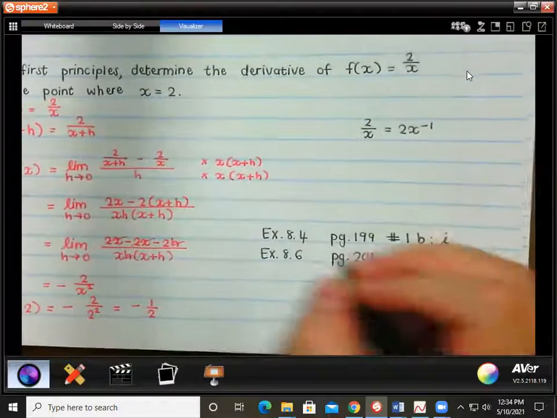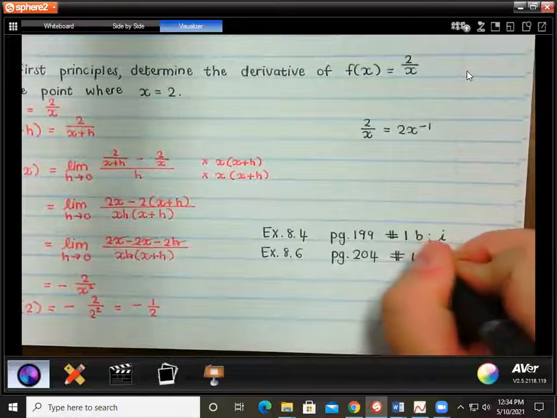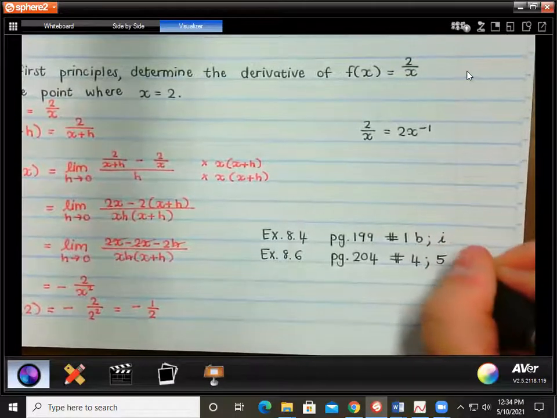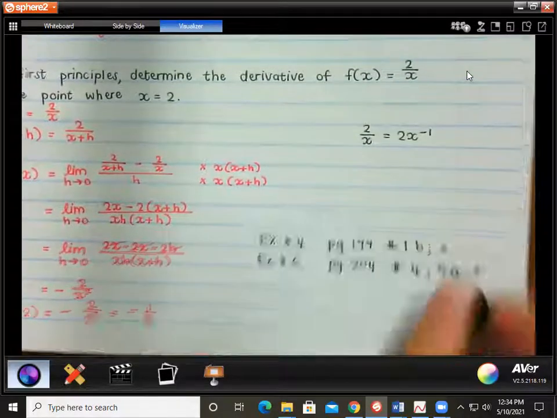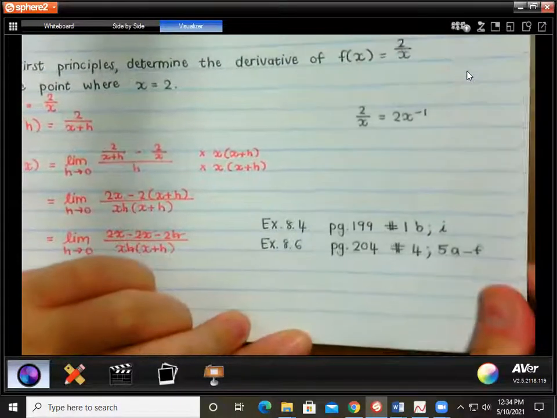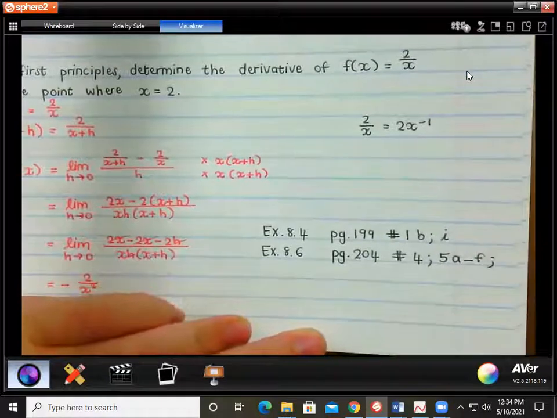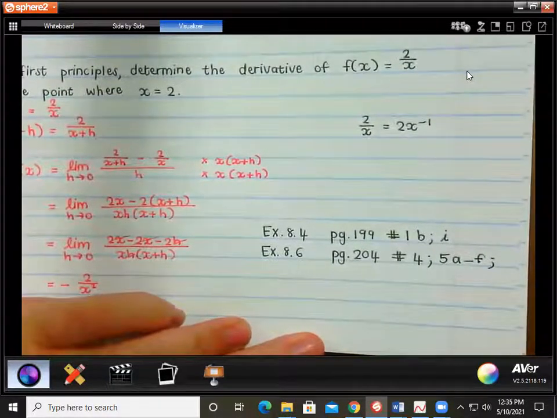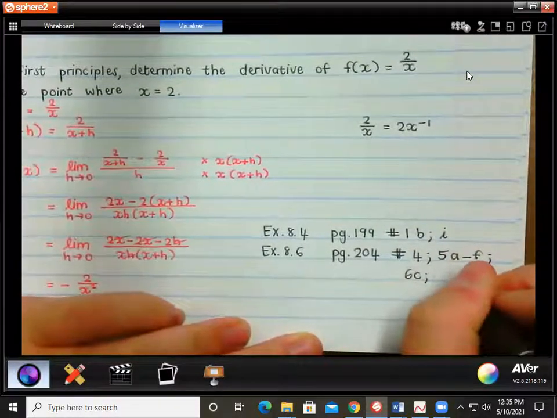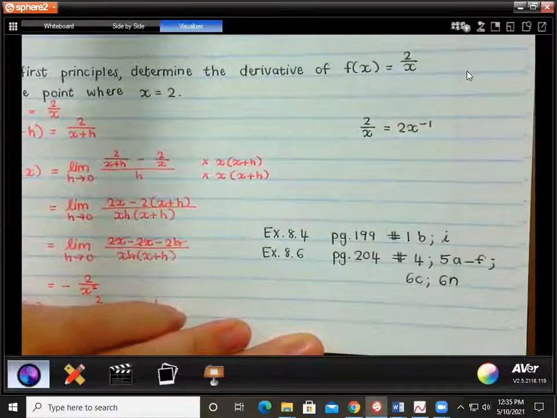Okay. Number 4, 5, 8F. And then just a couple of these ones because they're nice. Maybe 2. So let's do 6C. And, oh, that's a nice one. 6N. There we go.